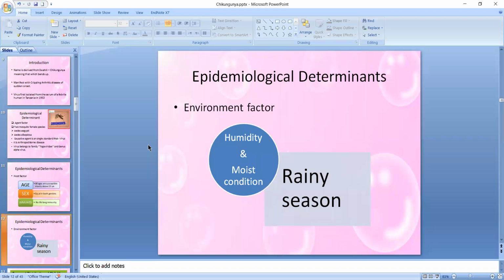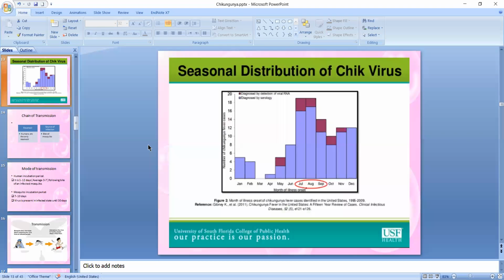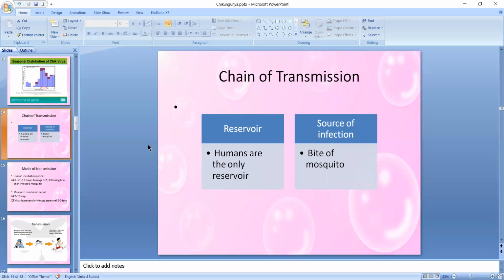Environment factor: humidity and moist conditions are favorable for the spread of this disease, and the rainy season is also one of the prone factors, along with mosquito breeding areas. The seasons prone to this disease are July, August, and September, which is the monsoon or rainy season. The main reservoir of this disease is human, the only reservoir, and the bite of a mosquito is the source of infection.